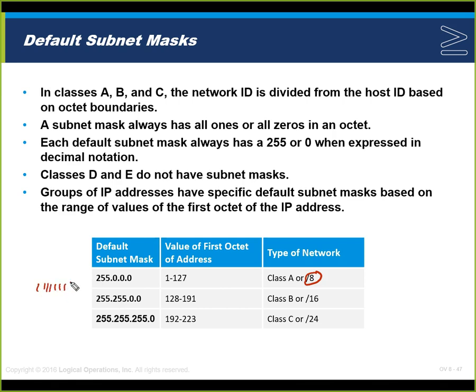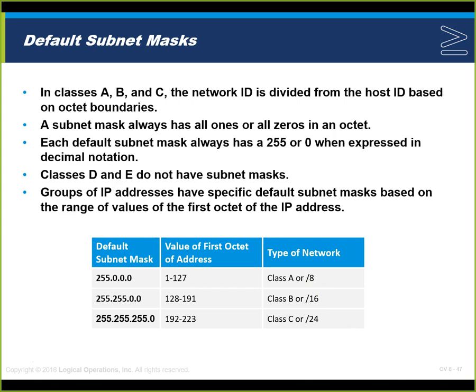1, 2, 3, 4, 5, 6, 7, 8. 1, 2, 3, 4, 5, 6, 7, 8, and zeros for everything else. So the slash, the CIDR, is simply how many 1s are in the subnet mask. Class C, 255.255.255.0, 8, 16, 24, /24 is the CIDR representation of the subnet mask.